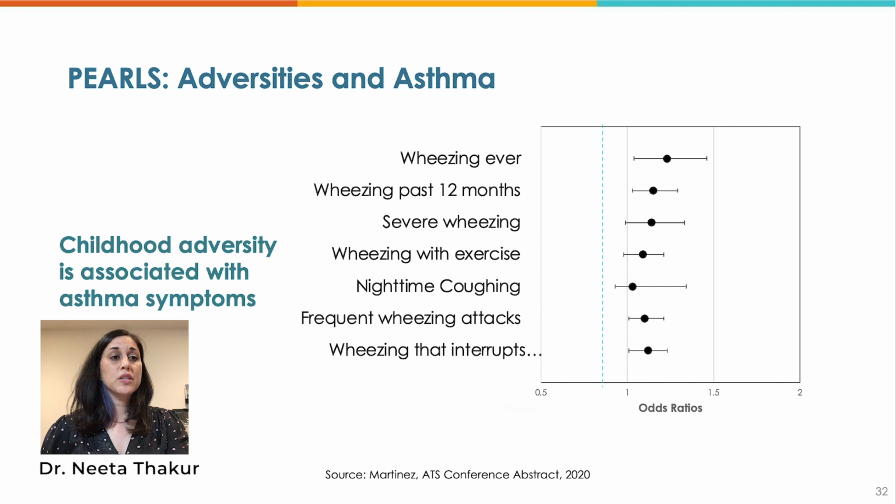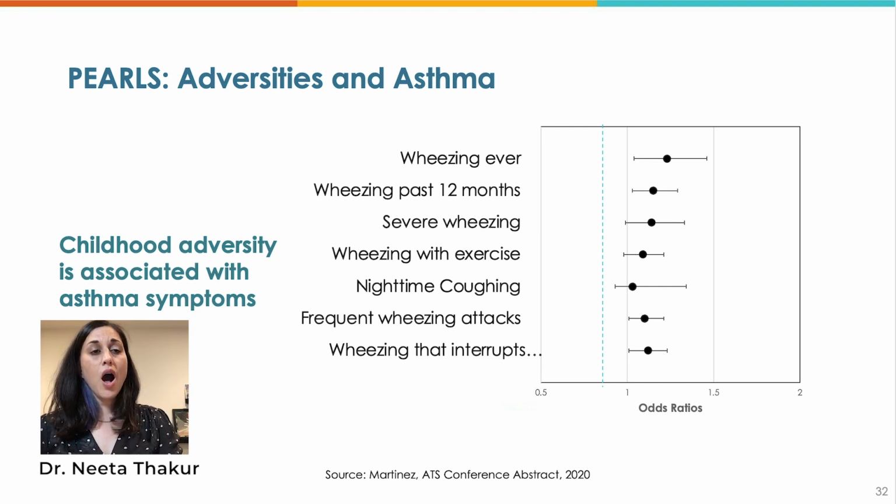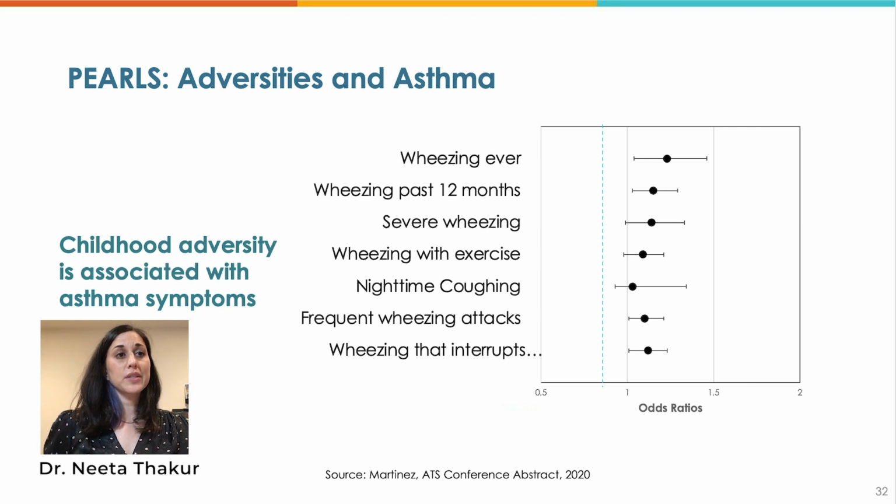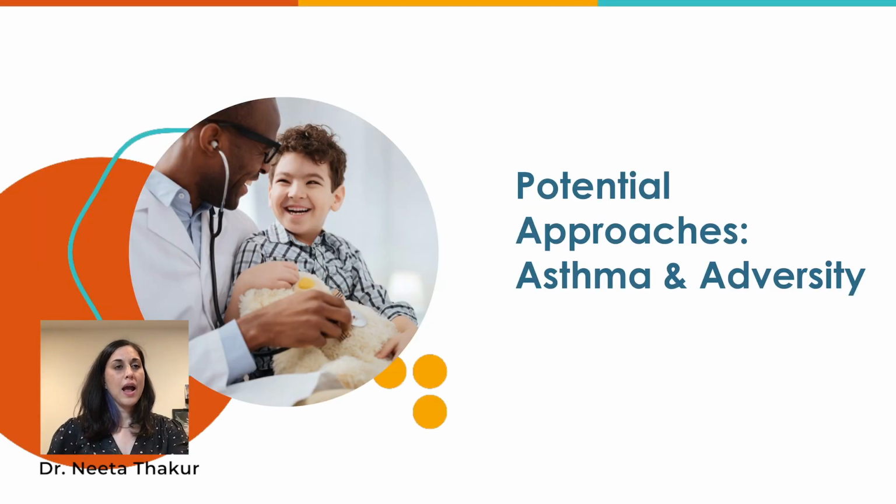What's new about the PEARL study is that we also see that adversity is associated with asthma symptoms, including wheezing in the past 12 months, severe wheezing, frequent wheezing attacks, and wheezing that interrupts sleep, all markers that the child has uncontrolled asthma. As we're starting to move forward with screening in primary care and other pediatric settings, I think it's important to start thinking about how we incorporate childhood adversity into our clinical approaches for children with asthma.